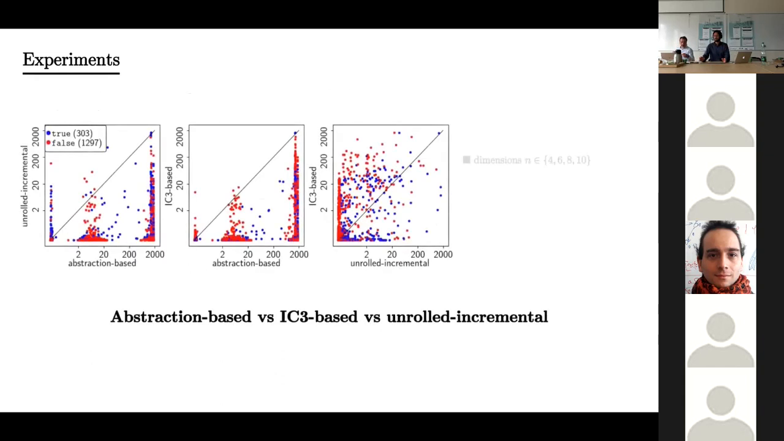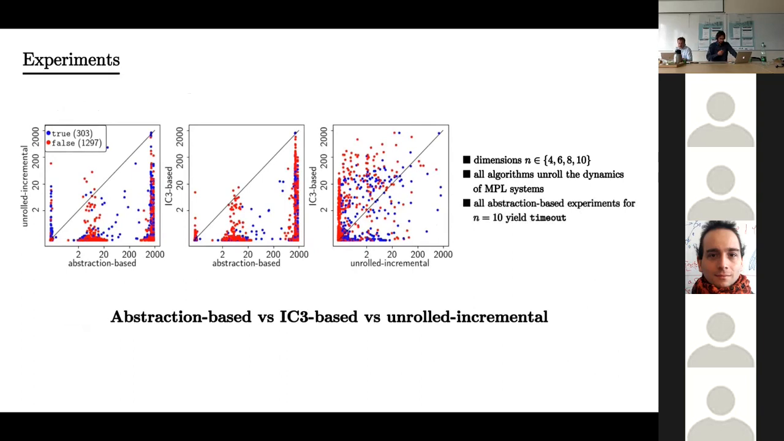These figures illustrate the performance of the abstraction-based algorithm, IC3-based, and unrolled incremental. These three algorithms are similar in the sense that they unroll the dynamics of MPL systems. The scatter plots represent the running time for each pair of algorithms in logarithmic scale. Blue dots mean the specification is true, while red means otherwise. It is clear that the abstraction-based algorithm is the least efficient one. In fact, all experiments for 10-dimensional MPL systems yield timeout.